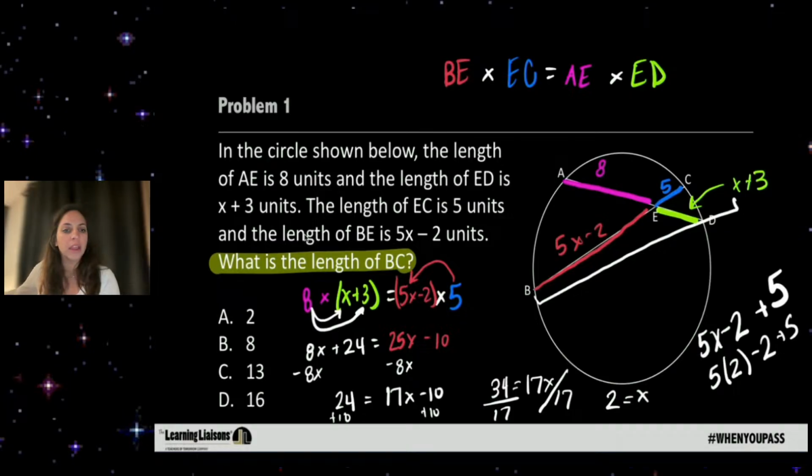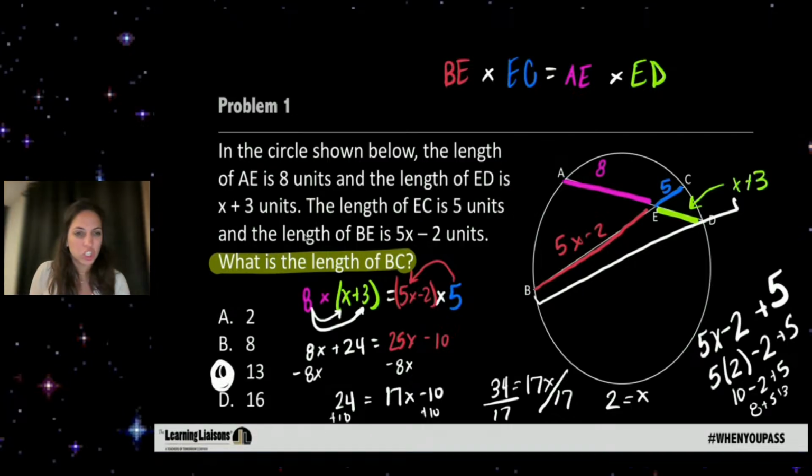Order of operations says that I'm going to do the 5 times the 2, which is 10, minus 2 plus 5. 10 minus 2 is 8. 8 plus 5 is 13. So my answer is actually going to be C here.